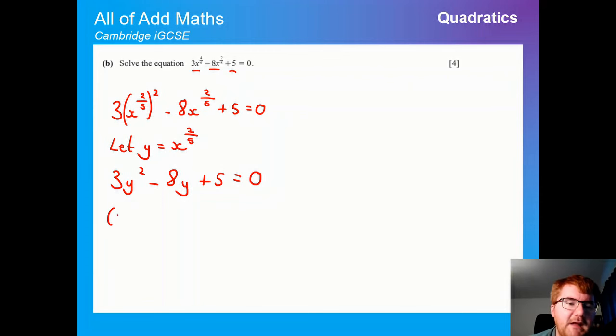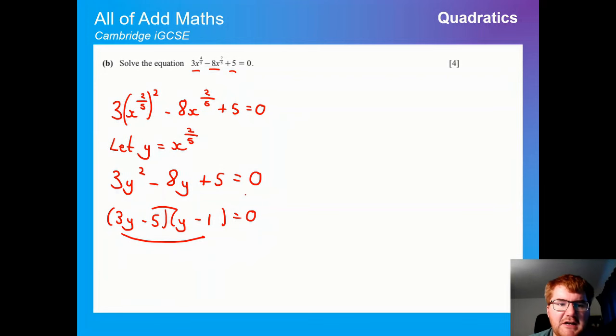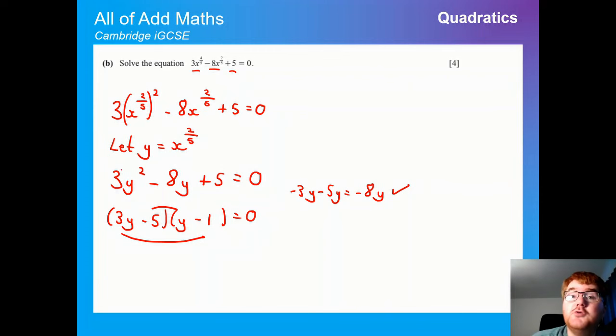Now at Add Maths level, the way I generally teach this is that we get 3y and y to start with, because it's the only way we can get 3y squared. We want two numbers that multiply to give us 5. They both have to be negative because we've got a negative term there, and we want to get 8. And I think if we put minus 5 and minus 1, again, what I would do here is check the cross terms. So check this multiplication and check this multiplication. Well, minus 1 times 3y is minus 3y. Minus 5 times y is minus 5y. That's equal to minus 8y. Yep, that's exactly what we need. And now we solve this in our usual quadratic methods.